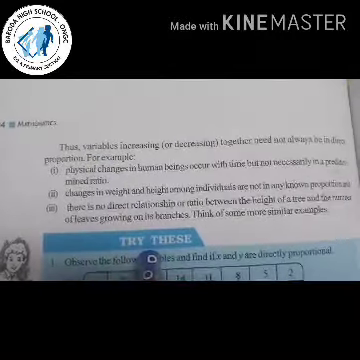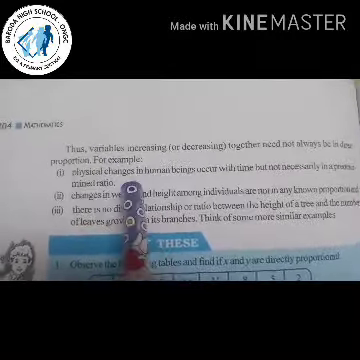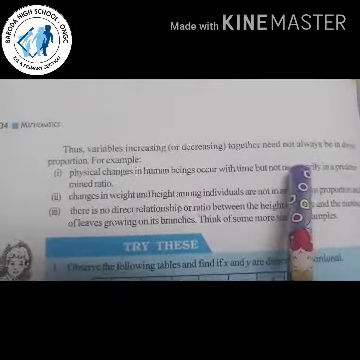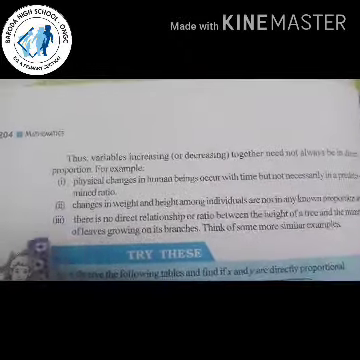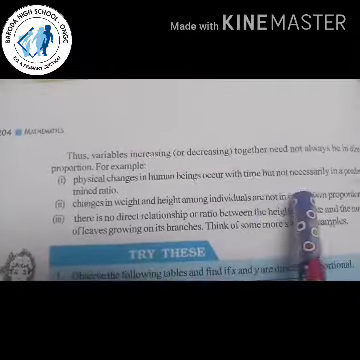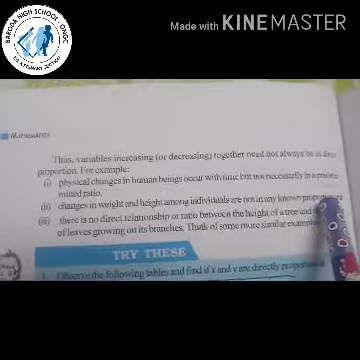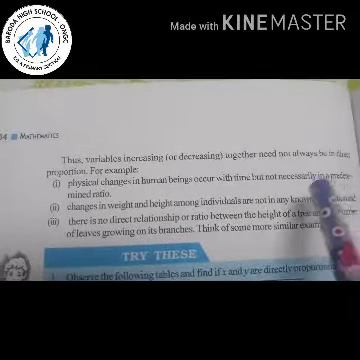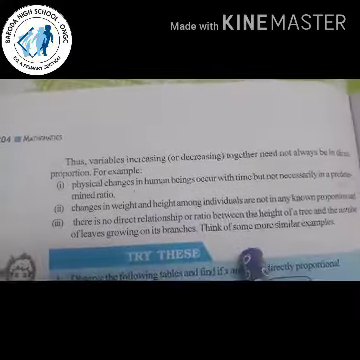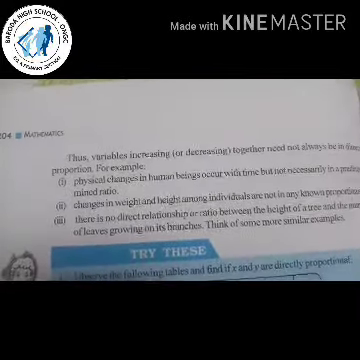And here are the 3 examples given, and you will see that physical changes in human beings occurs with time, but not in a predetermined ratio. Okay. Then changes in weight and height among individuals, they are also not in any fixed proportion. Then the height of the tree is growing and the number of leaves growing on the branches, they are also not in fixed proportion. Okay.